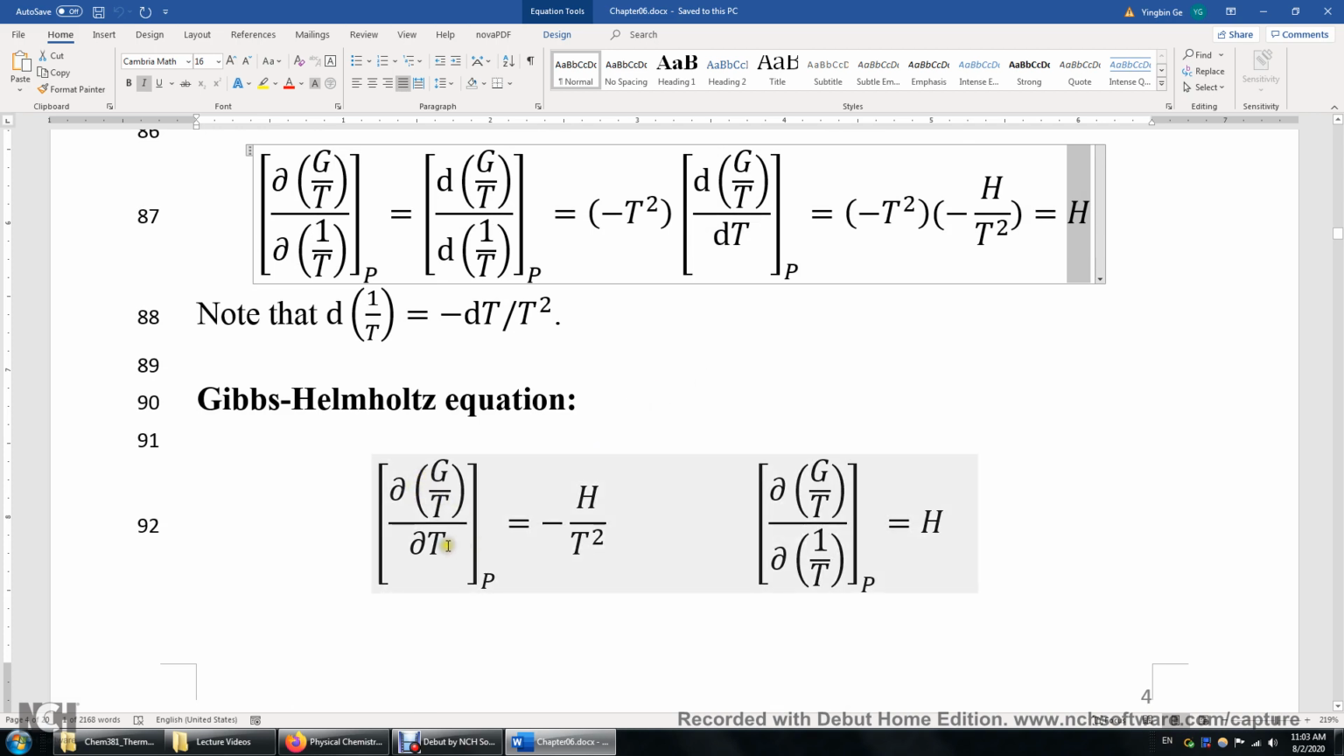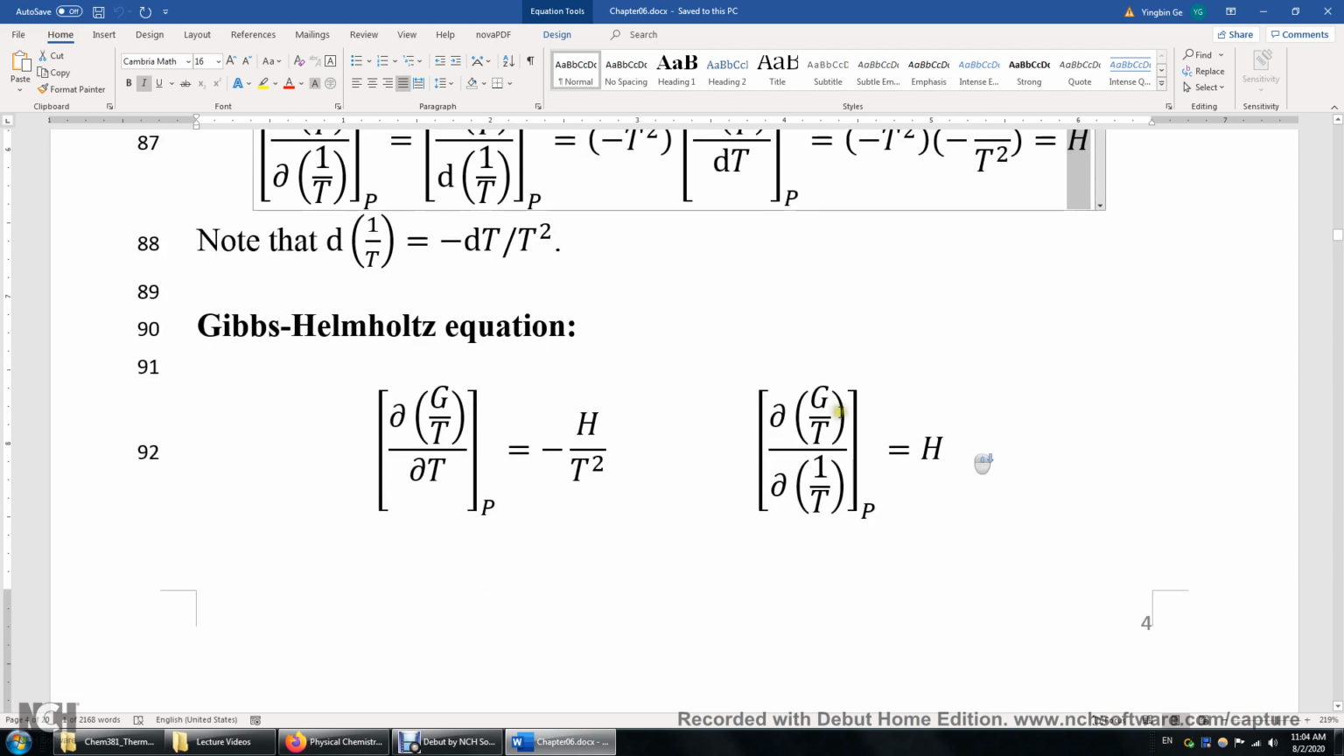If you look at an isobaric process, the first derivative of G over T with respect to T is negative H over T squared. And then if you look at the first derivative of G over T versus 1 over T, the derivative is H. Again, if you plot a graph of G over T versus T, the slope is negative H over T squared. If you make a graph of G over T versus 1 over T, the slope is H.